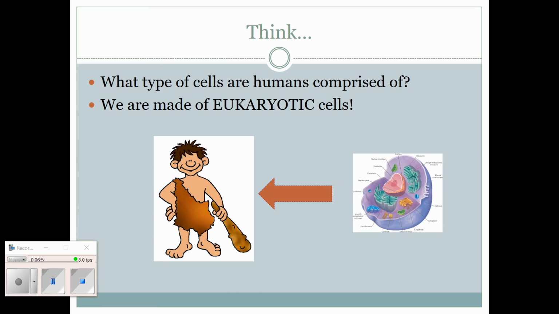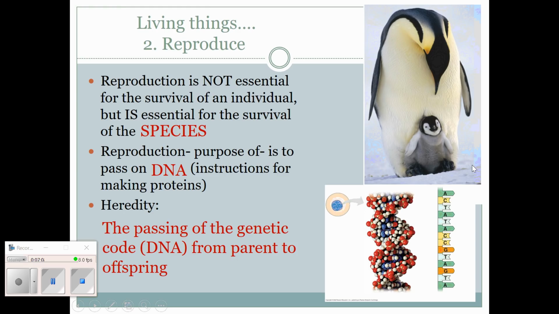Humans, of course, are made up of eukaryotic cells. We have lots of different cells that work together in order to perform a function. Characteristic number 2, reproduce.